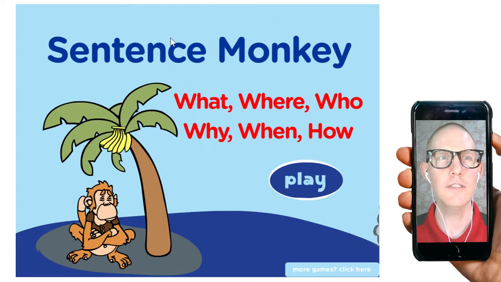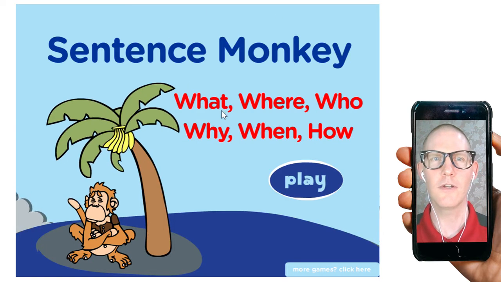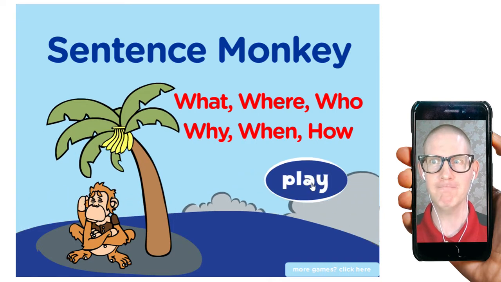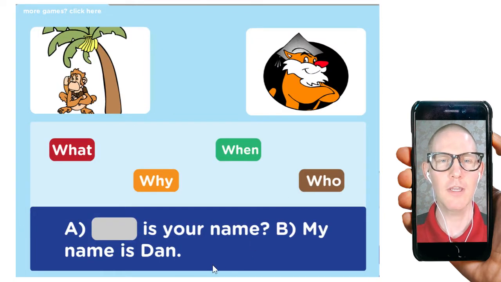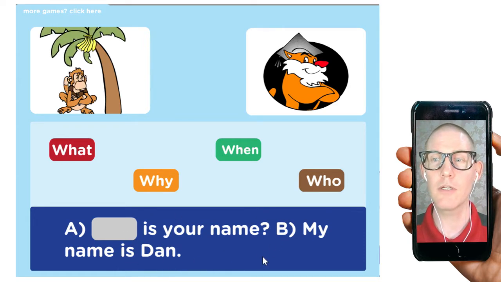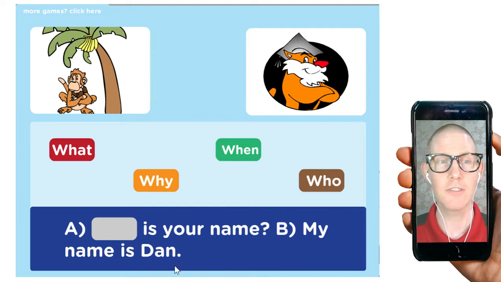All right. Let's do, these are question words. So what, where, who, why, when, and how. Let's play. Okay, so A is the question and B is the answer. So we have to use the information to figure out what goes in. All right, so here we go.